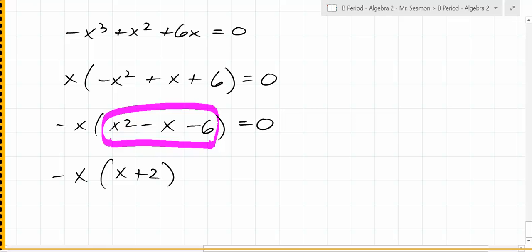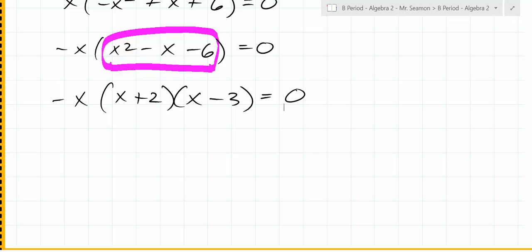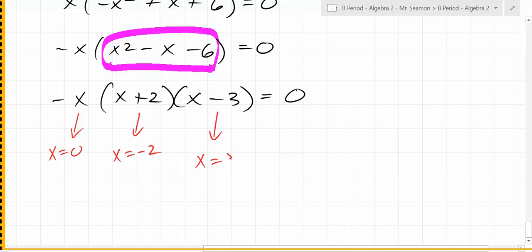x plus 2 times x minus 3 equals what? So you have 3 things that multiply together to get 0. So any one of the 3 could be 0. So what about this one? What could x be? What about this one? x is? What about this one? x is? So what would you write for your answer? -2, comma, 0, comma, 3.